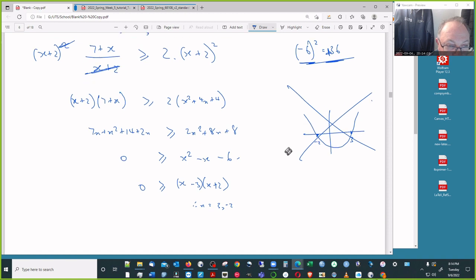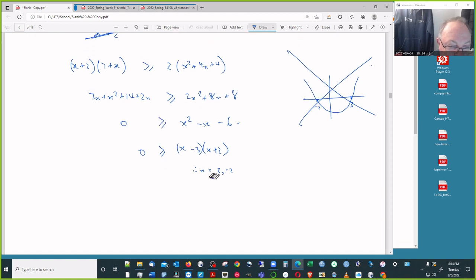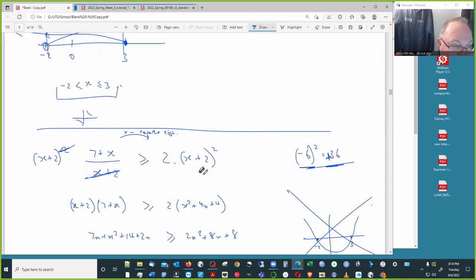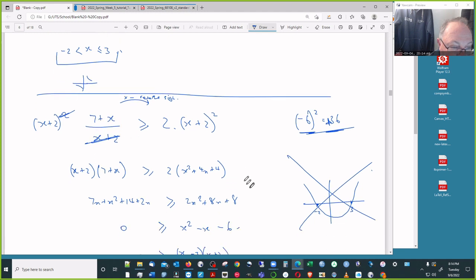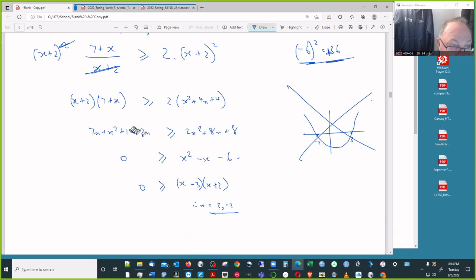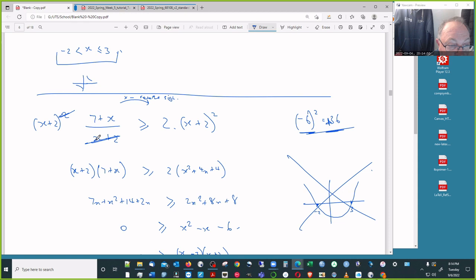Now what we've got to do is take these away and go back to the original thing and say what's going to work. Minus 2 is not going to work. x equals minus 2 is going to give you a denominator of 0. And you can't have that. So how you interpret the next steps now is very important.